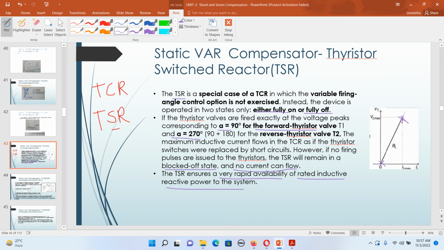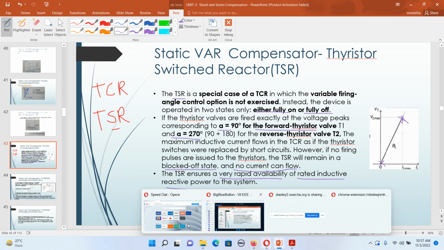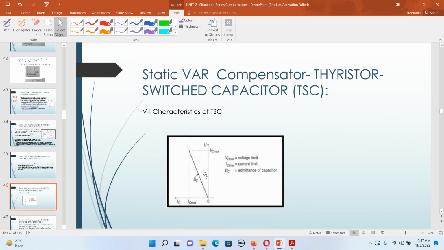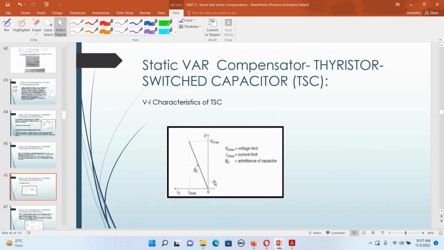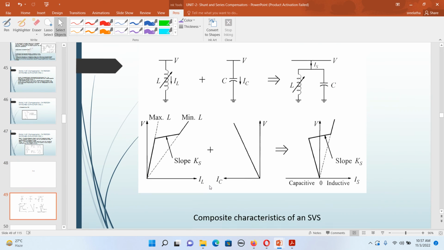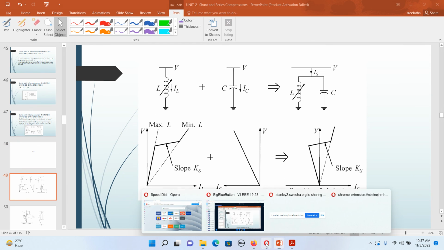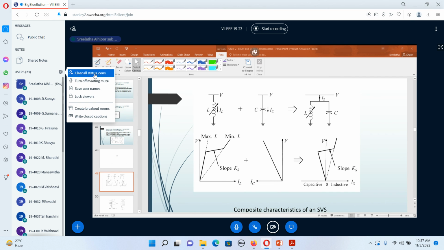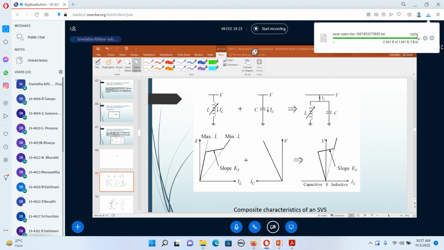So that ends the class today, and tomorrow we will see TSC and the operating characteristics of TSC also. Then we'll see a combination of these two. With that, we can complete today's session.